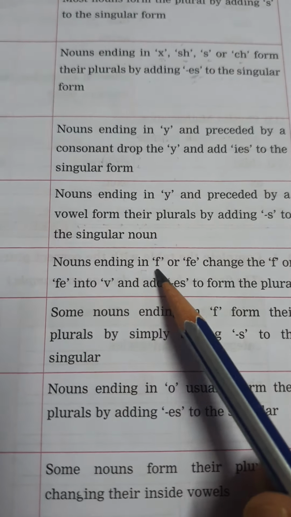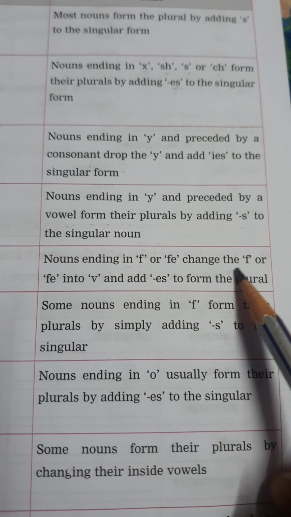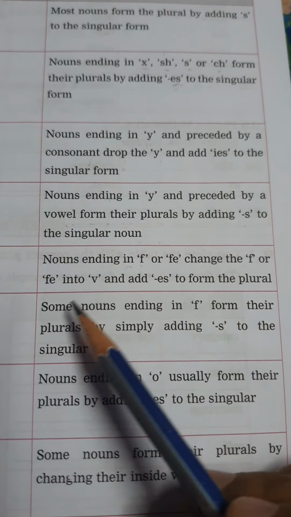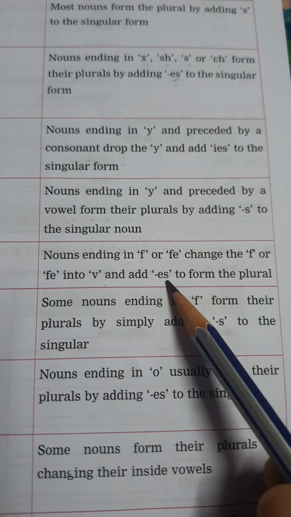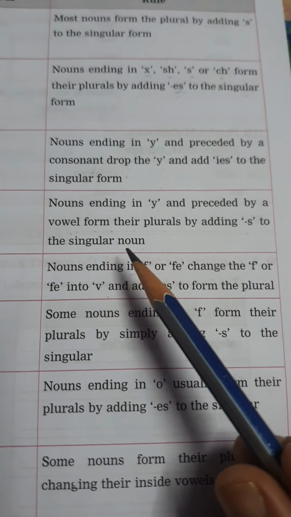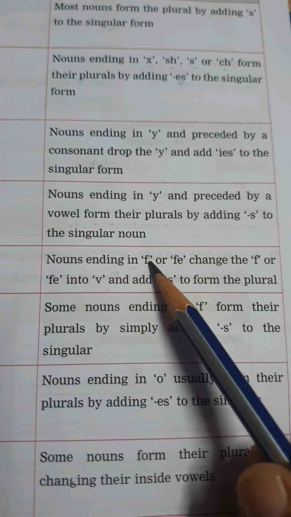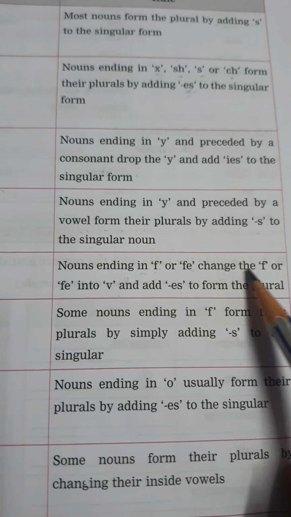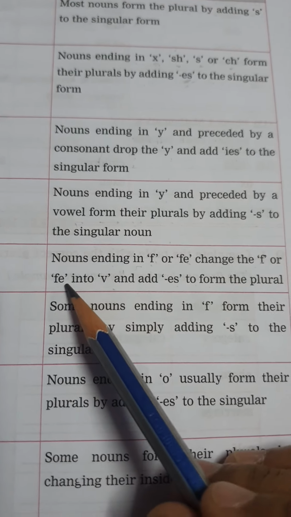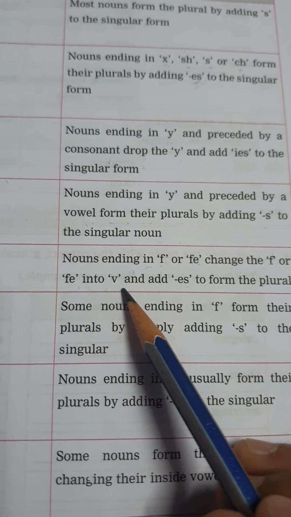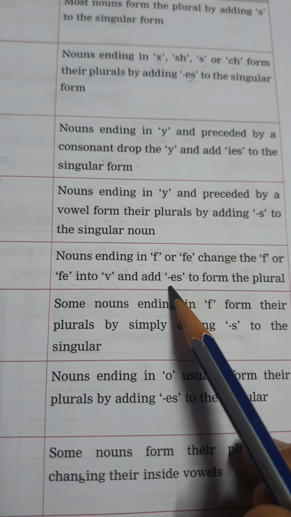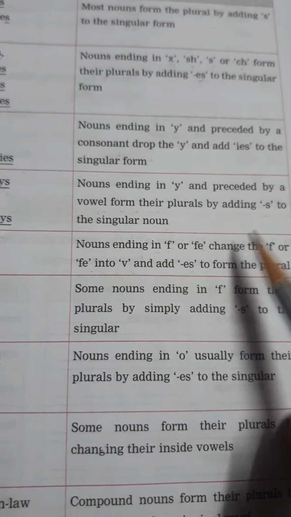Nouns ending in f or fe, change the f or fe into v and add es to form the plural. Now if the noun is ending with f or fe, okay, first we have to change this f or fe into v, and then we have to add es, okay, to form the plural. Let us see the example.